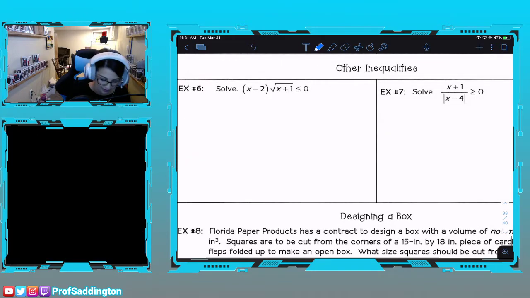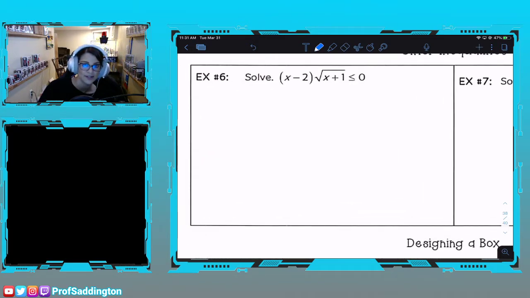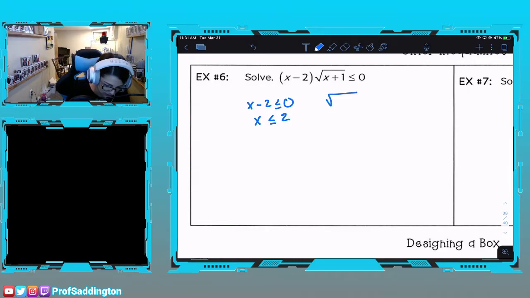Other inequalities. So our first one has a nice bubble, but then it has a radical, so kind of a bummer. So what I'm going to do is split those up and find my roots individually. So I have x minus 2 is less than or equal to 0. So x is going to be less than or equal to 2. And then I have radical x plus 1 is less than or equal to 0. How do I get rid of that radical? I can square each side. That's just going to leave me with x plus 1 is less than or equal to 0. So we really get x is less than or equal to negative 1.